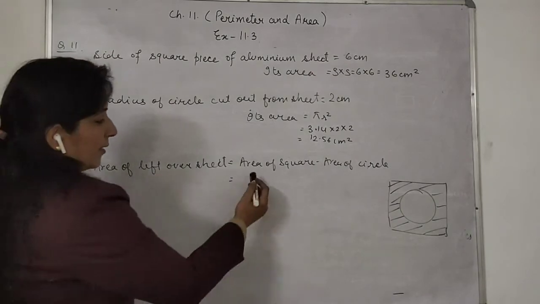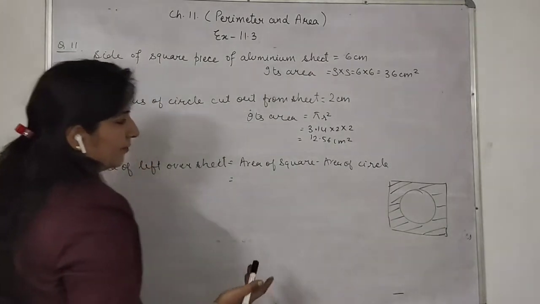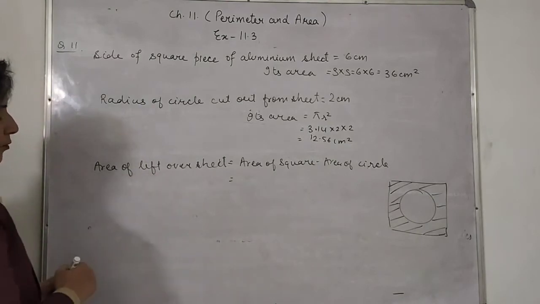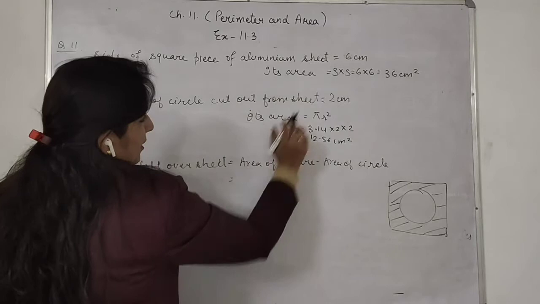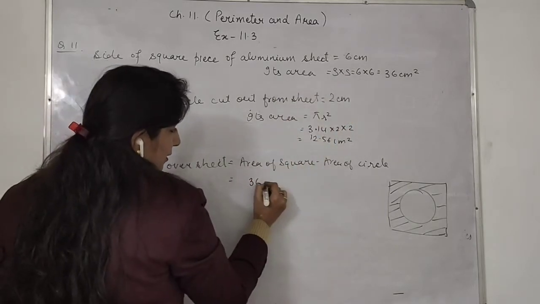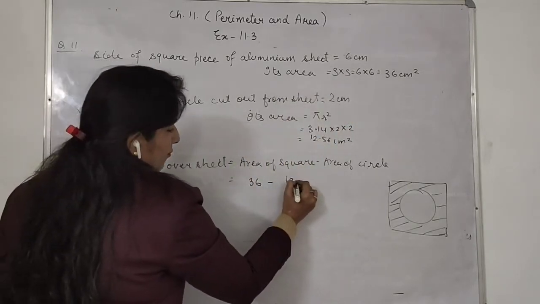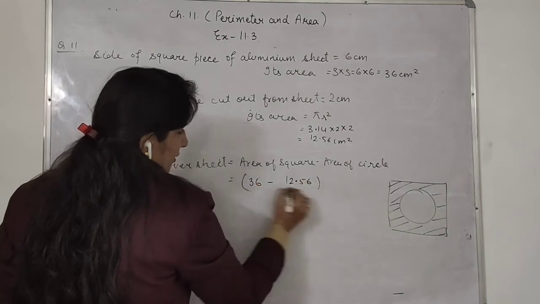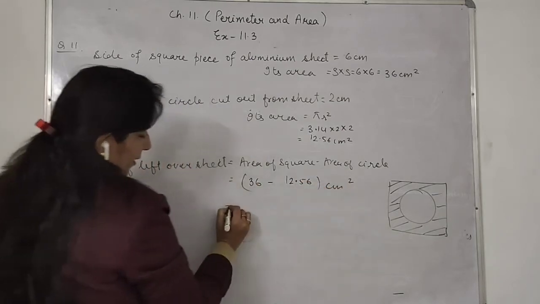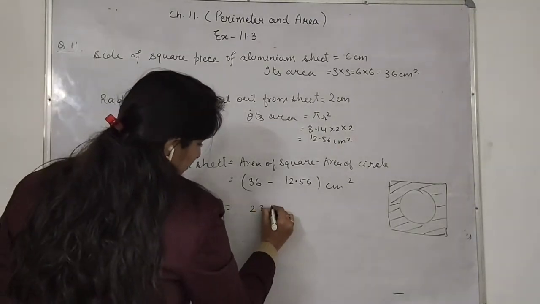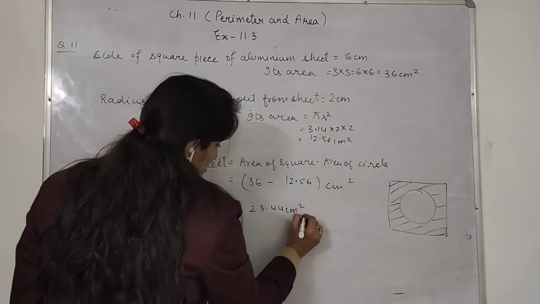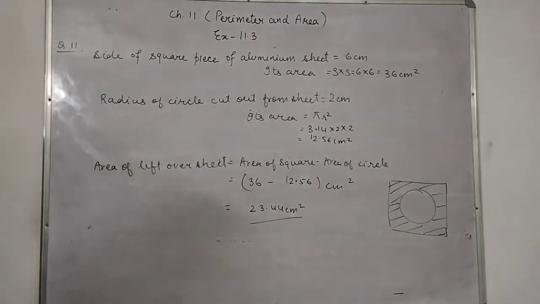So how can we do that? Area of square minus area of circle, if we do that, we can calculate the area of the leftover sheet. So the area of the square is 36 minus area of circle 12.56 centimeter square. So after subtracting this, what will be the result? It's 23.44 centimeter square. This will be the answer.